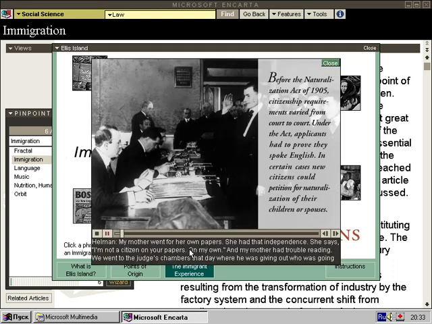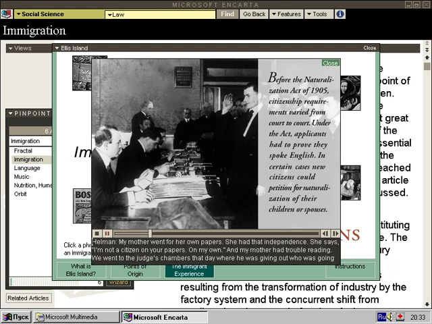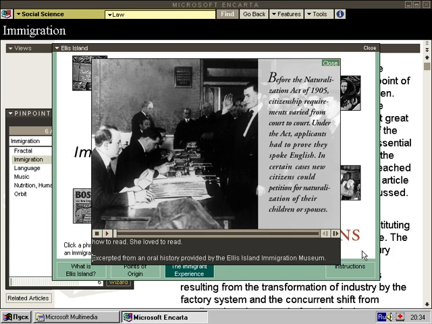My mother went for her own papers. She had that independence. She says, I'm not a citizen on your papers, but on my own. And my mother had trouble reading. We went to the judge's chambers that day where he was giving out who's going to pass and who isn't. And he asked my mother a few questions, and she answered them. And then he said, can you read? And I'll never forget this. She winked at him, what do you think, Your Honor? And she had a Russian accent. He said, oh, I'm sure you can. And she never read for him, and she passed. But she learned how to read. She loved to read.